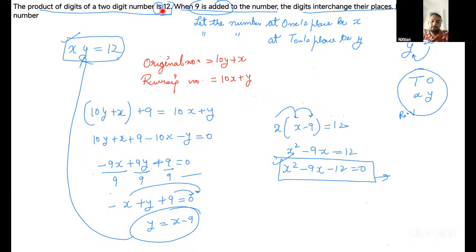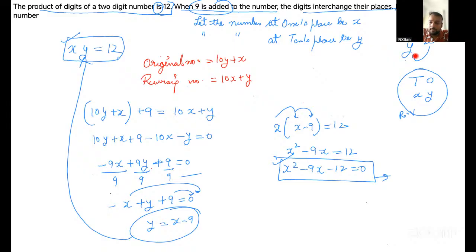So, in the same way, we have to do it the same way. Like the tens place I'm taking as y, and the ones place I'm taking as x. Okay. Ones place is x and tens place is y. Simeon? Okay. Now we have to make the original number.